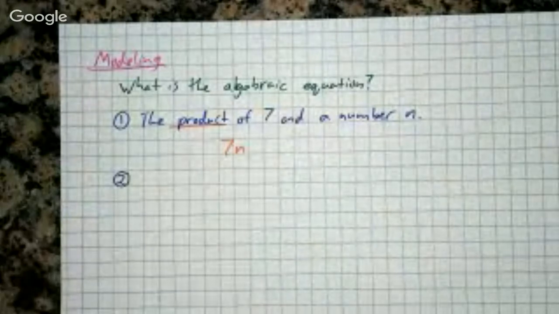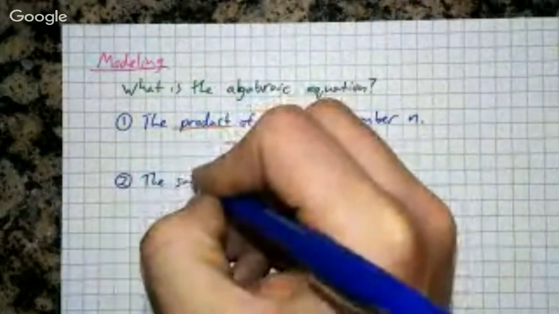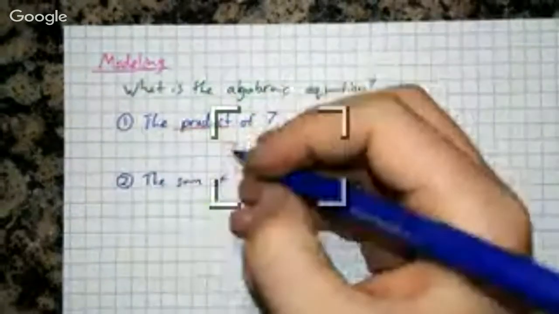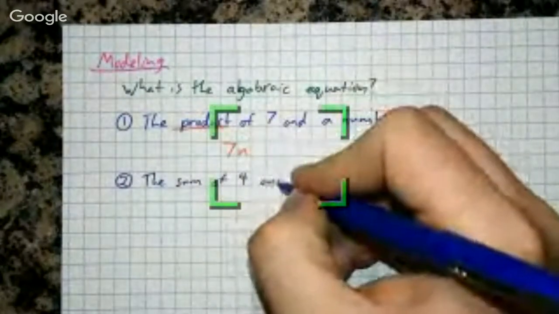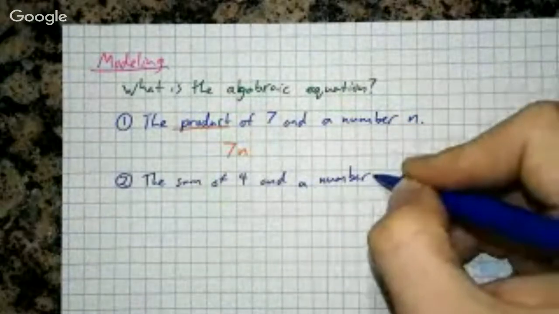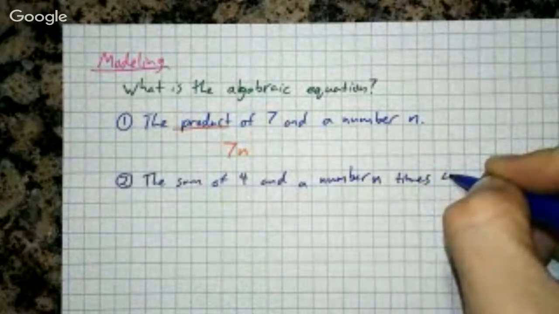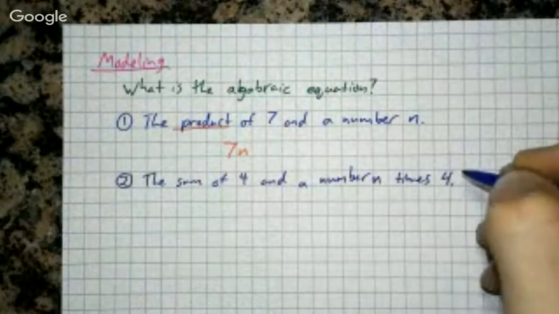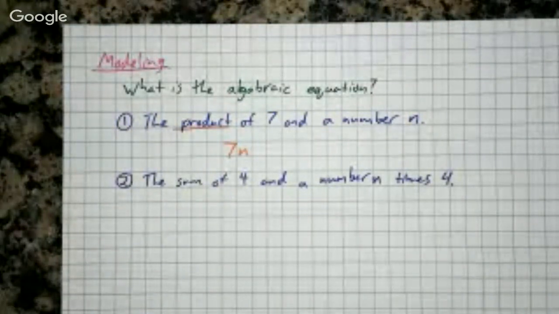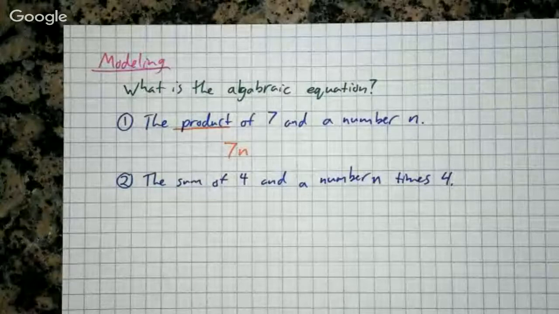Number 2, let's get into more than one operation. The sum of 4 and a number n times 4. So the sum of 4 and a number n times 4.